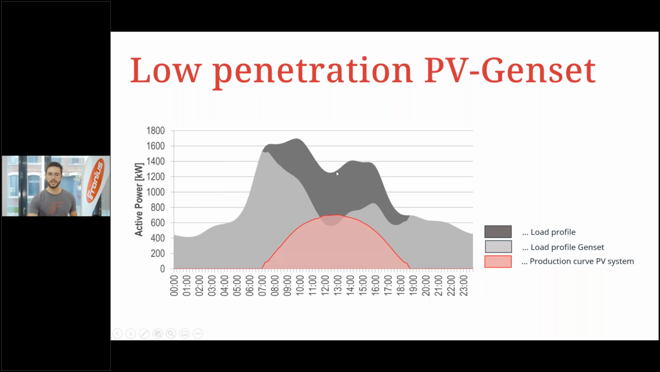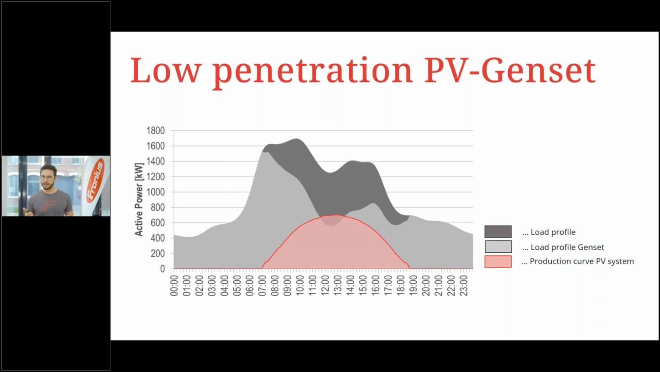So if you follow the outline of this gray, multiple color gray curve here, this would be the load curve, and the dark gray area, this would be the amount of energy covered by the PV system. And if you compare it, for example, to the rest of the gray area, this is not the big amount. So low penetration system means very small PV system in a PV-Genset solution.